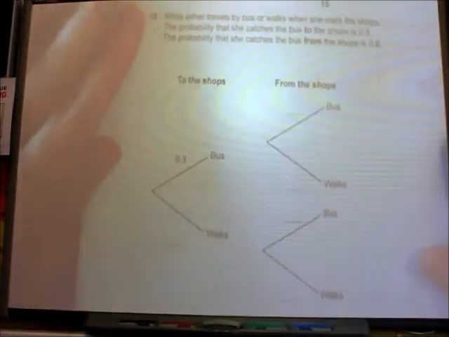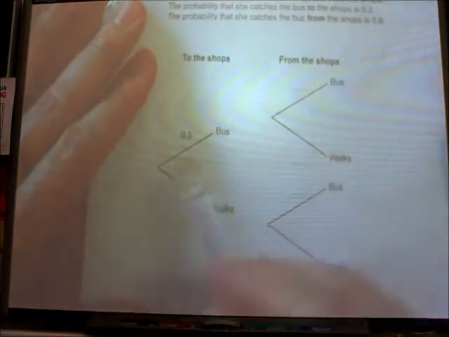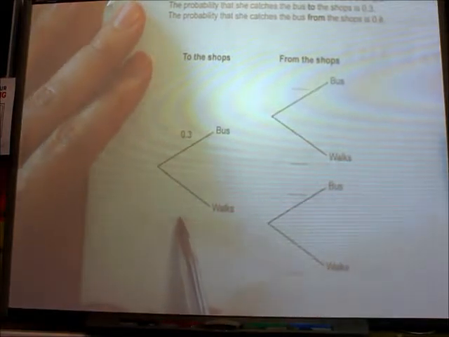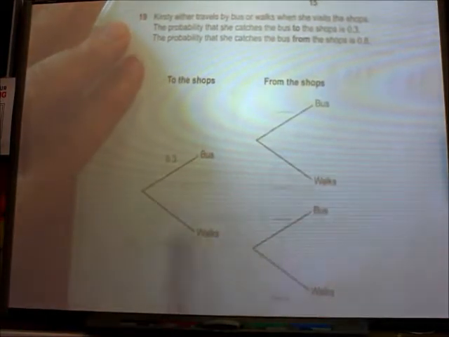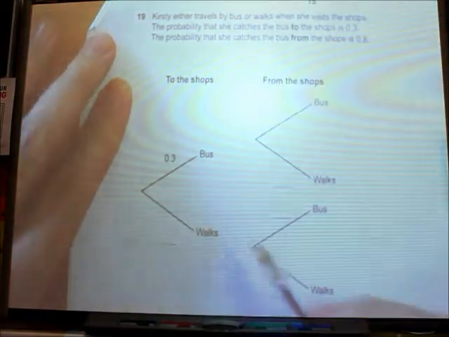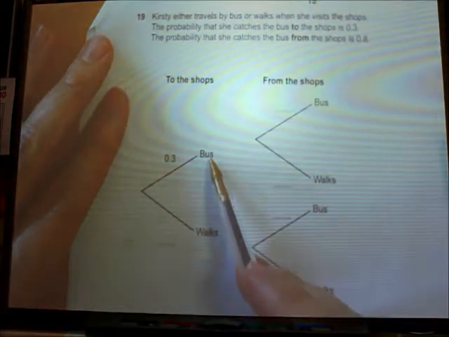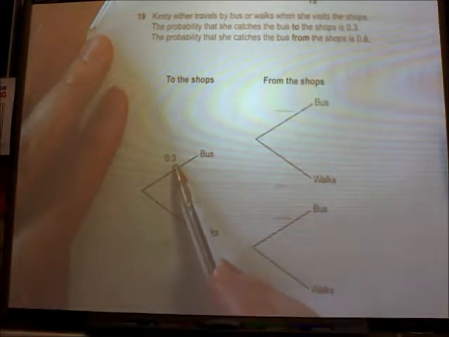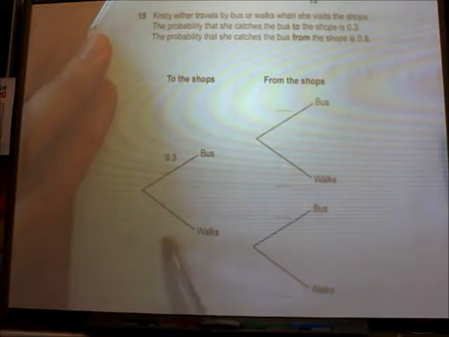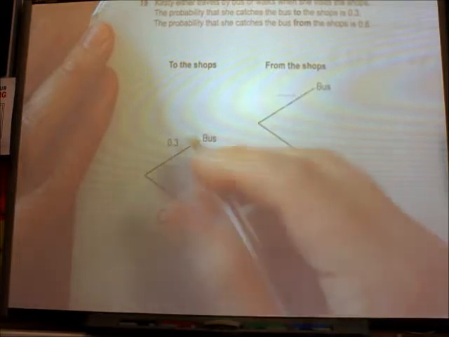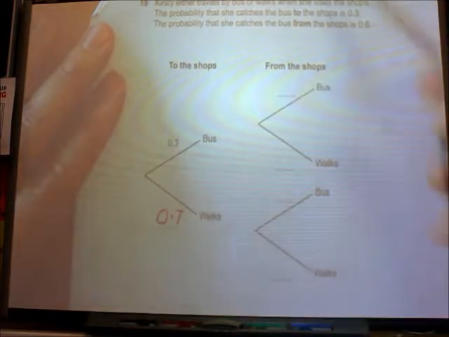Right, probability trees. Oh, hang on a minute. Well, that's 0.3. I reckon that's going to be 0.7, but I will read the question. Kirsty either travels by bus or walks when she visits the shop. So she never ever takes her bike or jogs or gets a lift. She always goes by bus or always walks. So if the probability of her taking a bus is 0.3, the probability of her walking must be 0.7, because it has to add up to 1. She either buses or she walks.